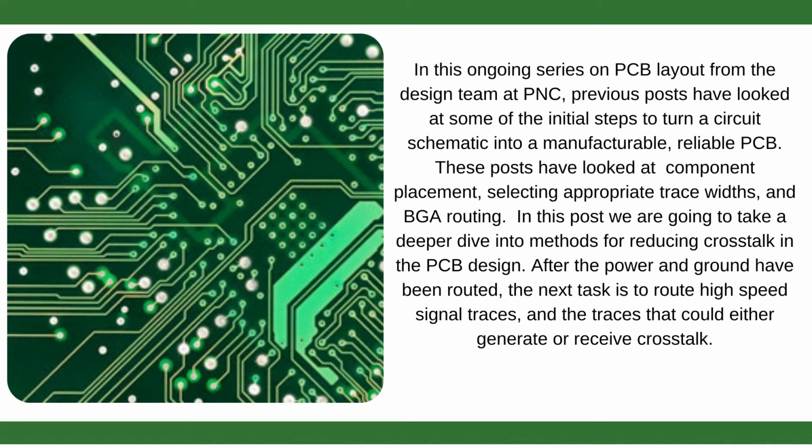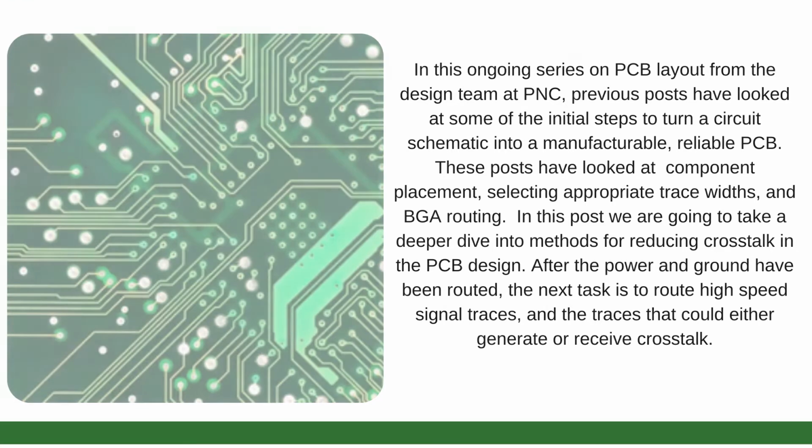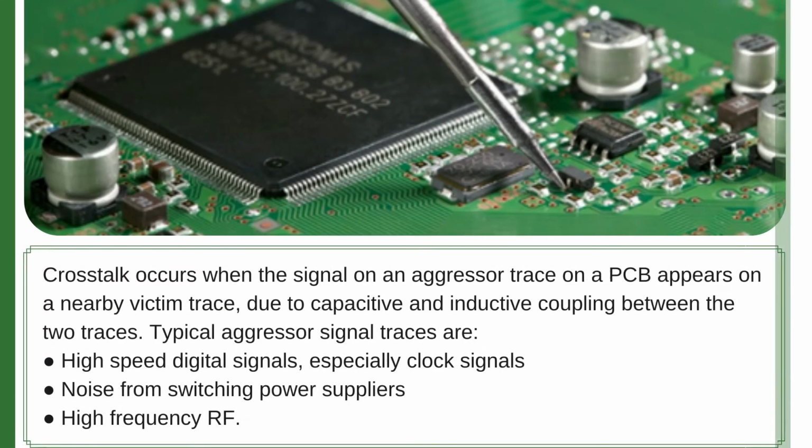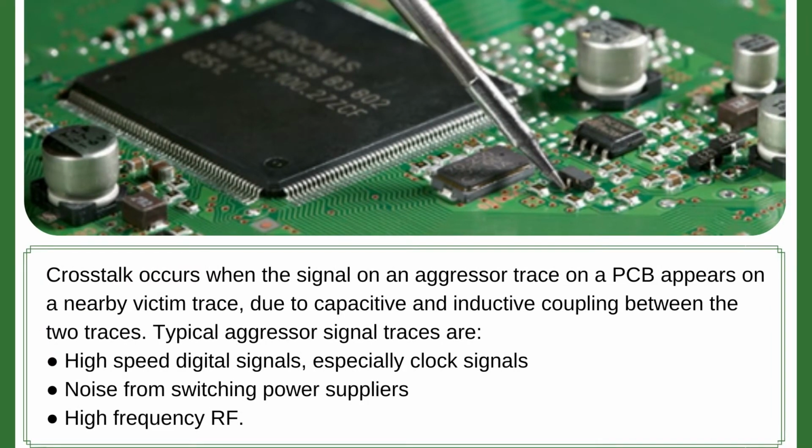After the power and ground have been routed, the next task is to route high-speed signal traces, and the traces that could either generate or receive crosstalk. What is crosstalk? Crosstalk occurs when the signal on an aggressor trace on a PCB appears on a nearby victim trace, due to capacitive and inductive coupling between the two traces.